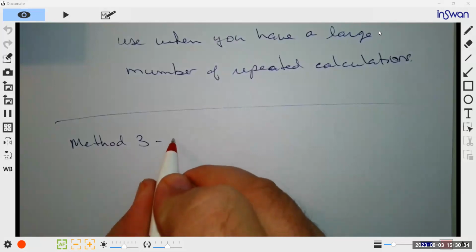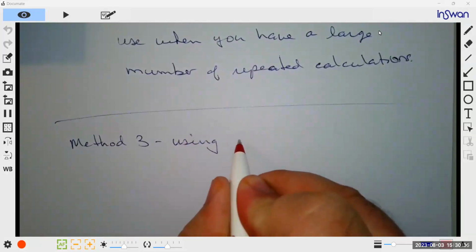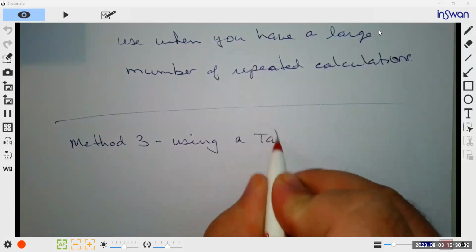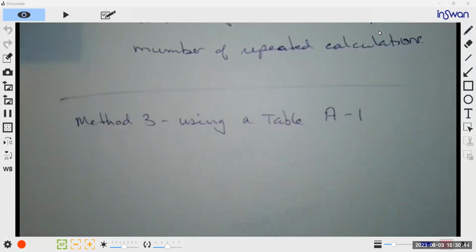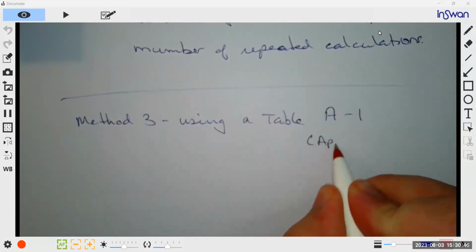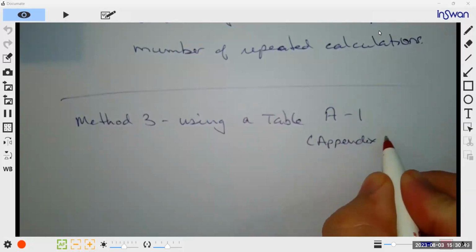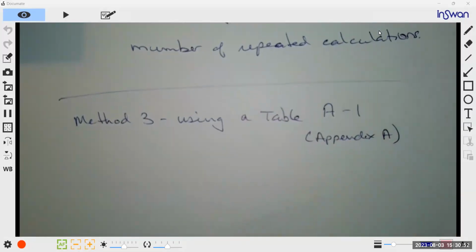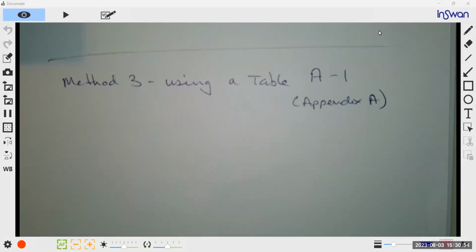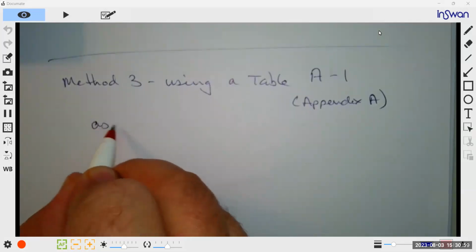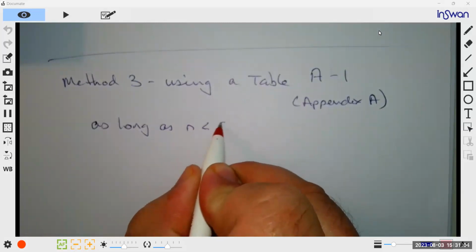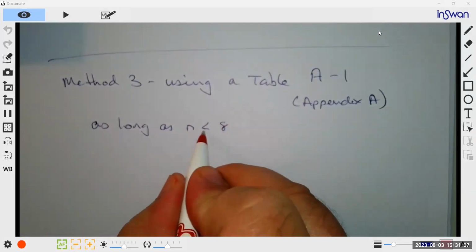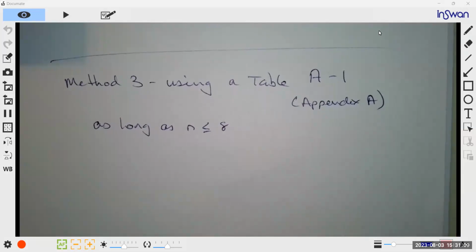Method 3, using a table. In our book, it's Table A-1 in Appendix A. As long as your n is less than or equal to 8, you can use a chart.